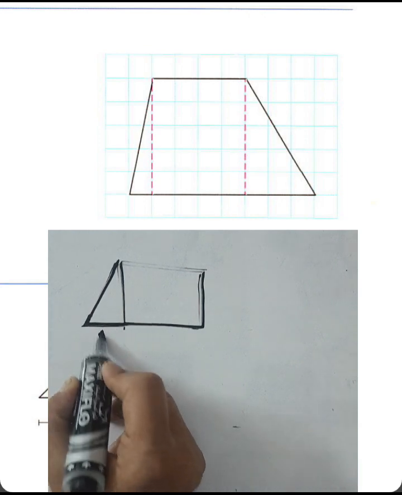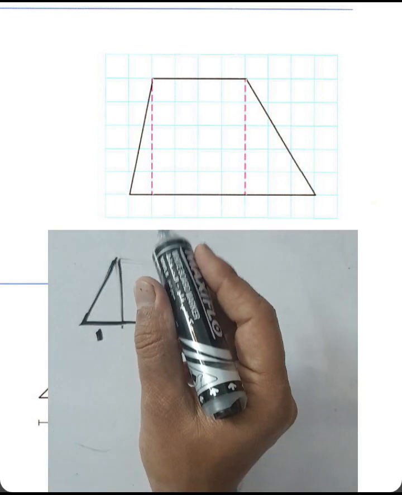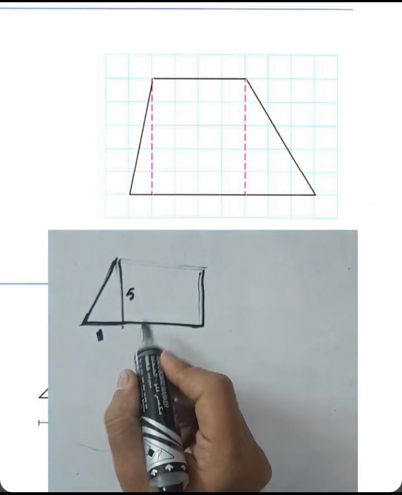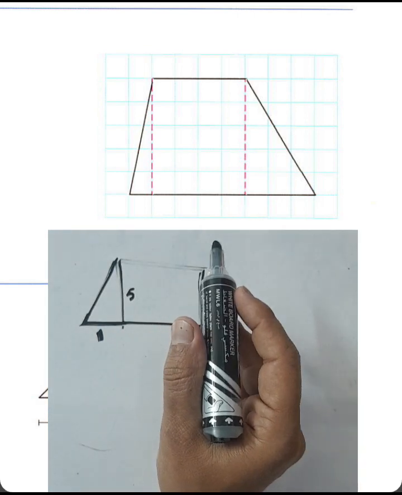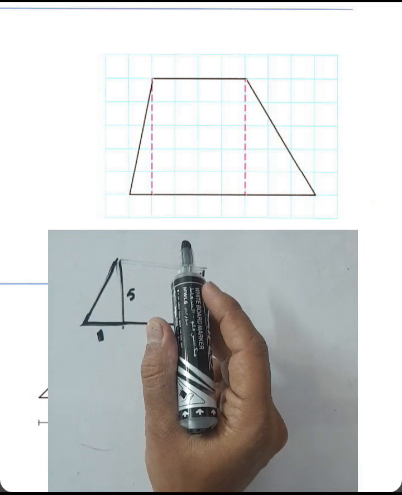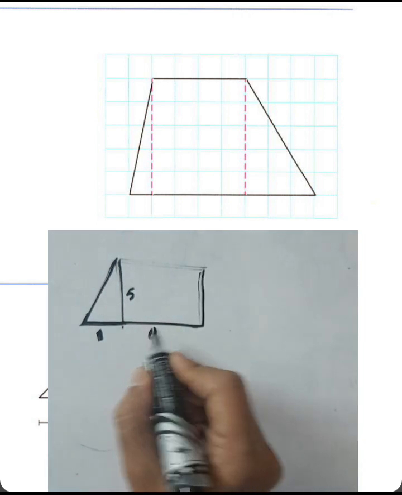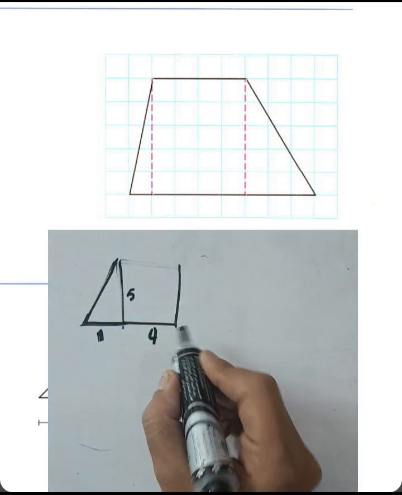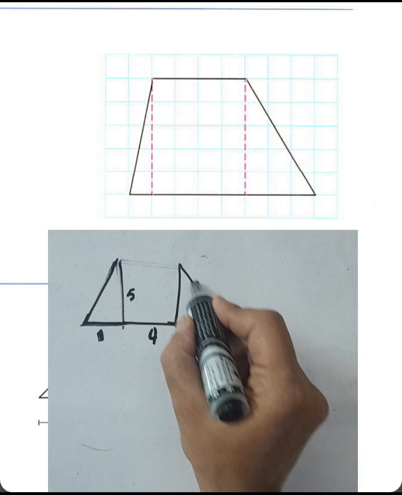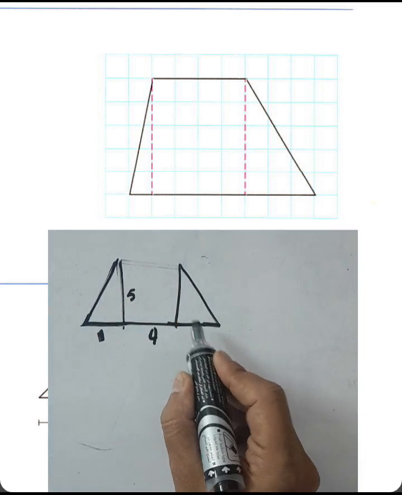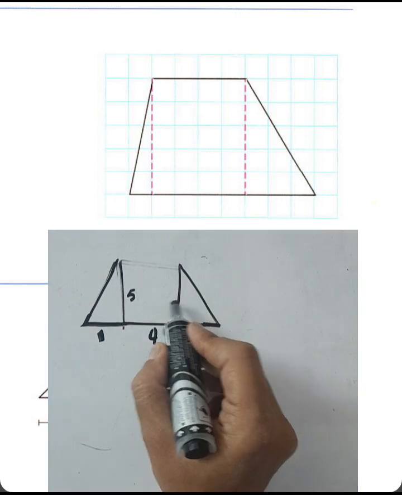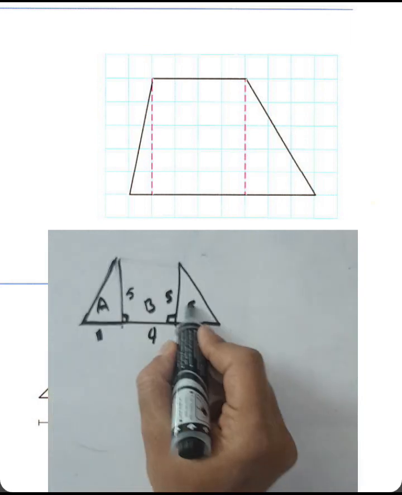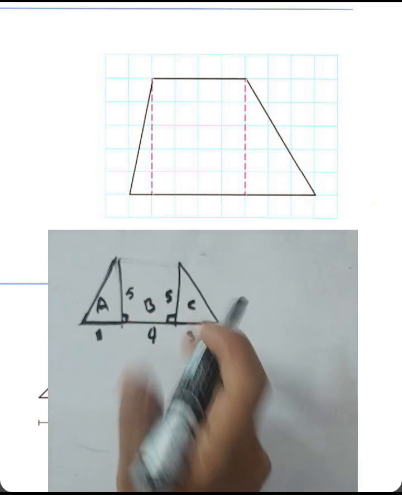First part, the base was 1 and up, count with me, 1, 2, 3, 4, 5. 5 units. And down here, 1, 2, 3, 4. 4 units. And this triangle, the base was 1, 2, 3, and the height was 5. Then we have A, B and C. We can find area 1, area 2 and area 3.